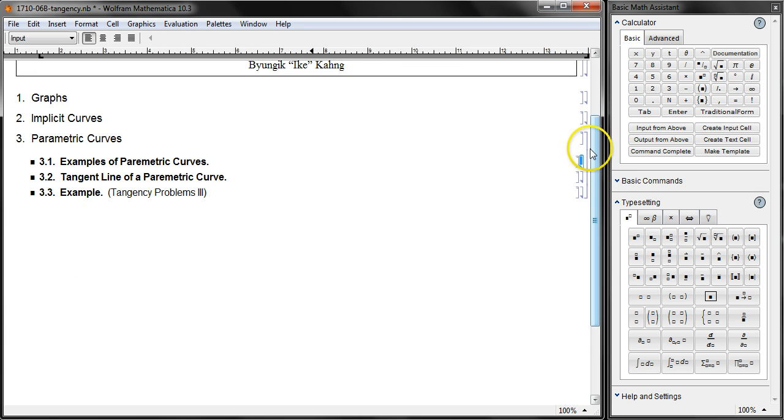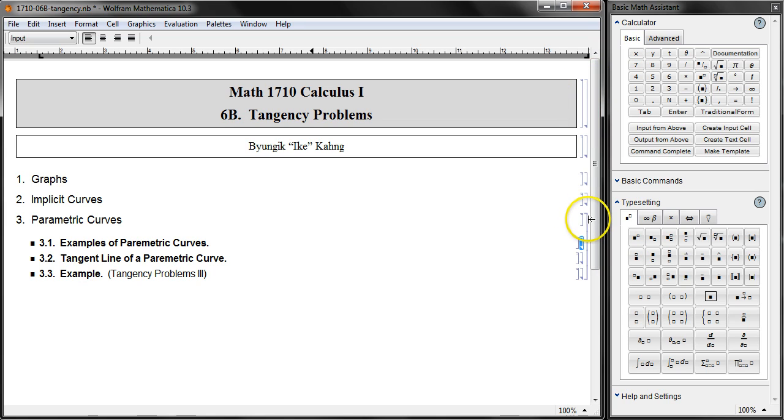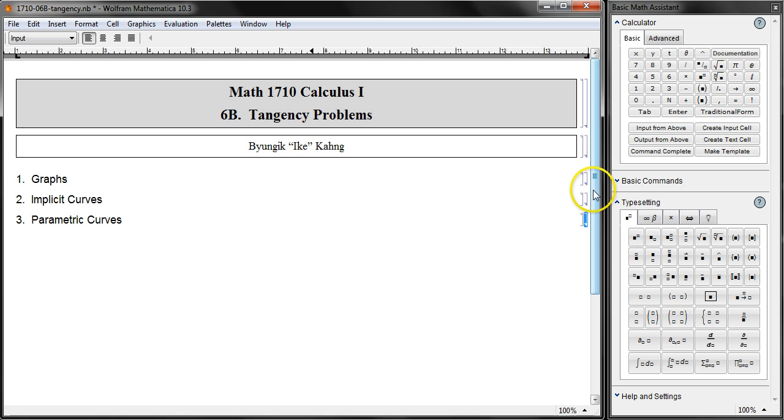So much for parametric curves. In the next video, we are going to talk about the calculus of parametric curves, especially in terms of the tangency problem.